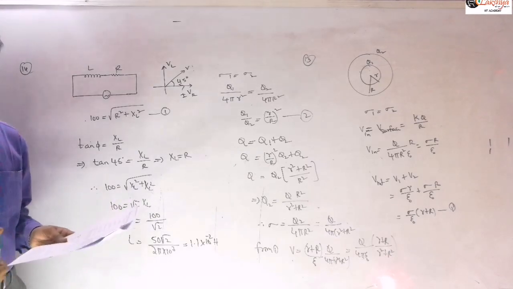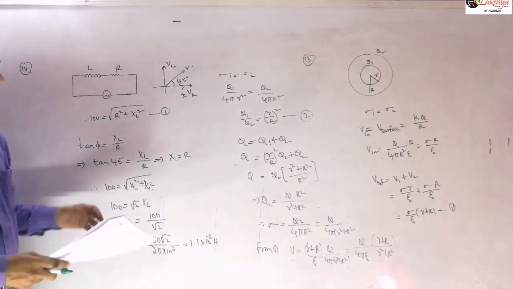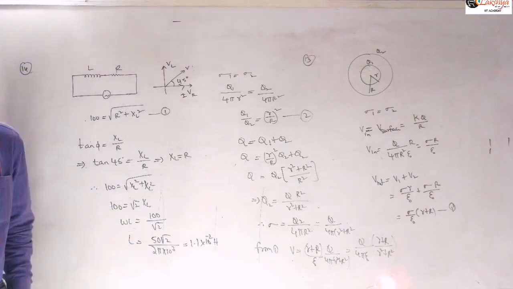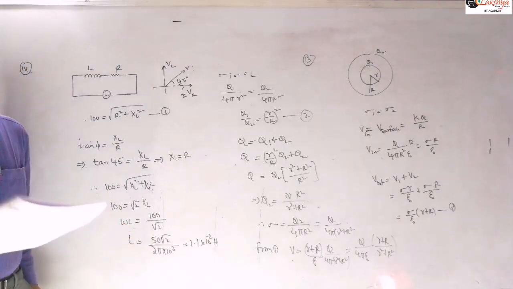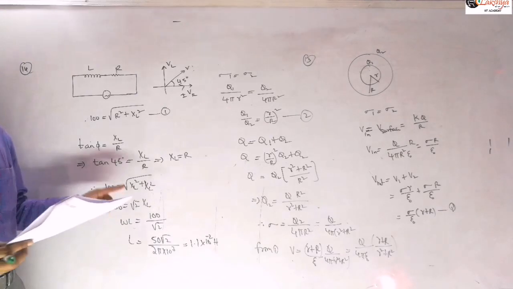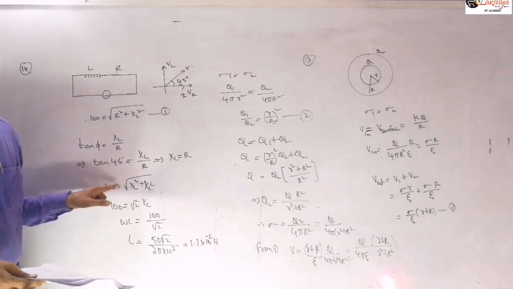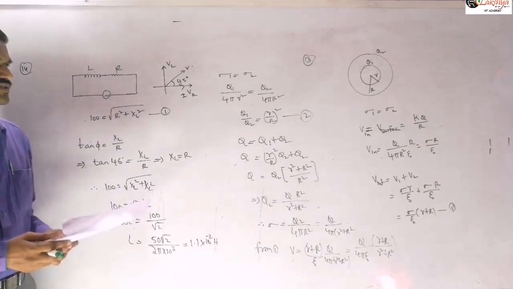So here the misleading part is that generally you may directly equate 100 is equal to omega L, then you will get the wrong answer. The reactance is given and the phase difference is given here. Basically, with the help of this you need to identify that resistance is there in the circuit.